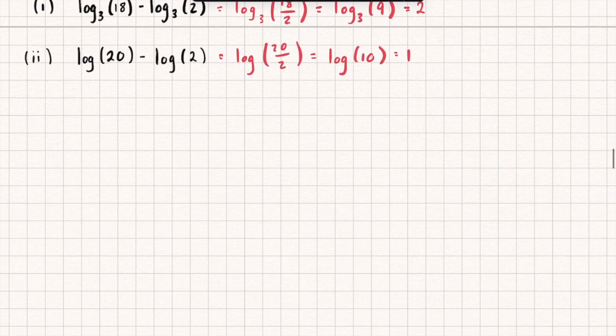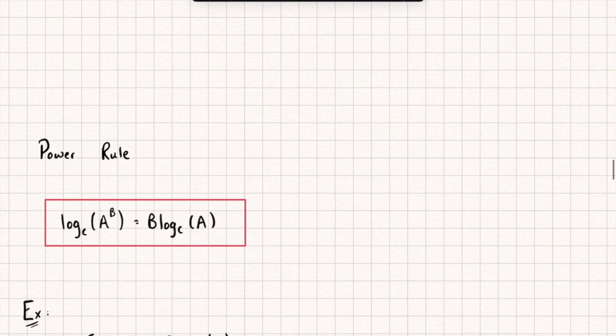The final rule we're going to look at is called the power rule. And this says if whatever's inside the argument of my logarithm, so whatever's inside the bracket, if it's raised to a power, say b, then I can bring that power down to the coefficient of the logarithm. Okay, so let's look at a couple of examples.